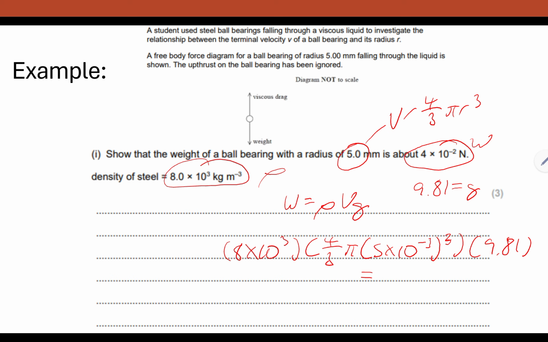so 8 times 10 to the power 3, multiplied by 4 over 3 π, 5 times 10 to the power minus 3, to the power of 3, and then we just times it by 9.81, and we get 0.04 newtons, and that is the same as 4 times 10 to the power minus 2 newtons, and there you have it.